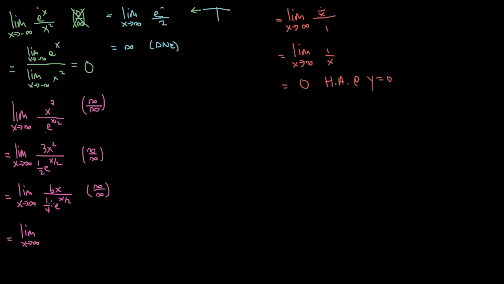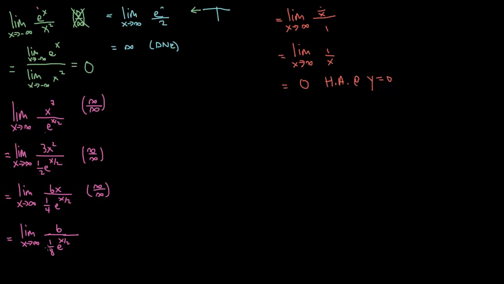Now we try to take the derivative of the top and the bottom. What's the derivative of 6x? Well, it's just 6. What's the derivative of the bottom again? Well, you get another 1/2 factor. So we get 1 over 8 e to the x over 2 power. Now I think we might be good to go.